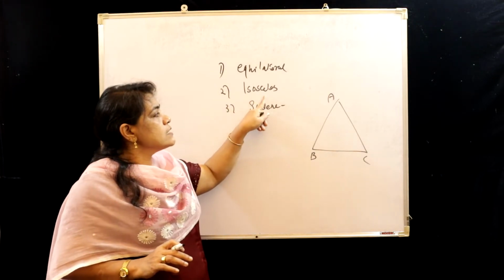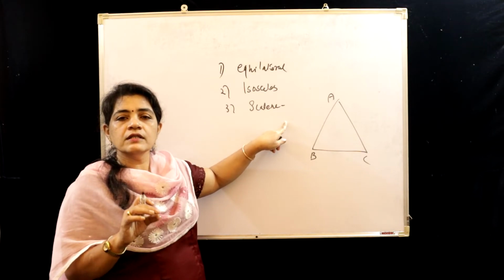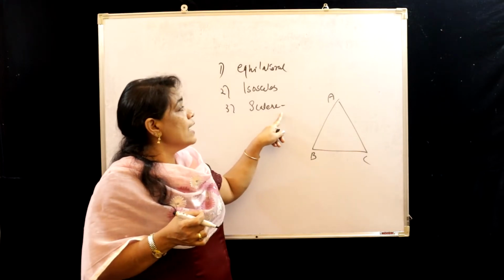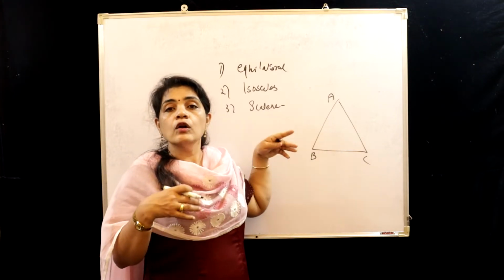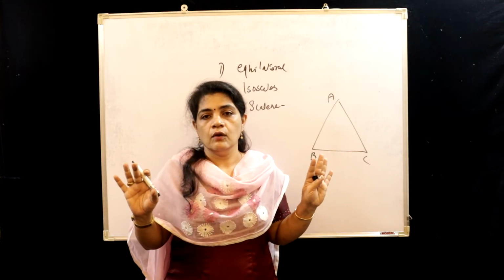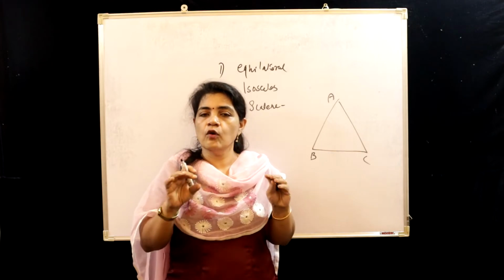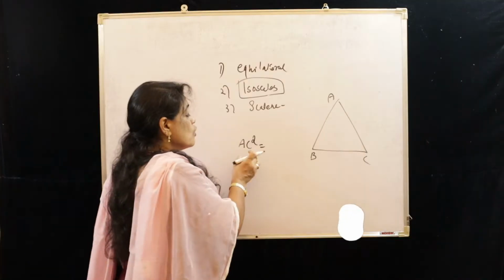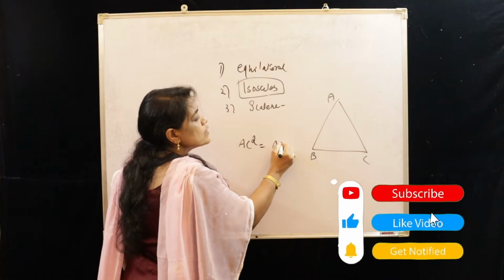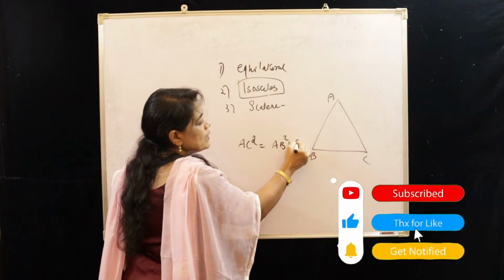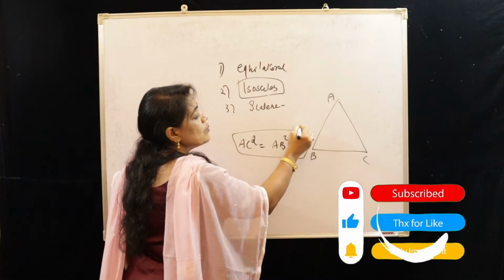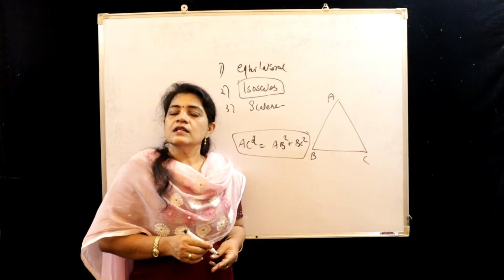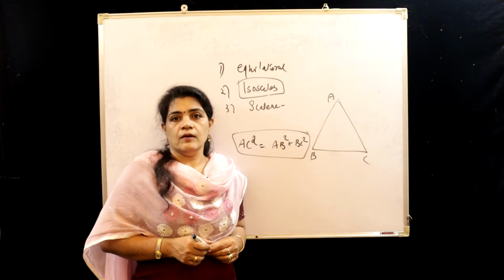If two sides are equal, it will form an isosceles triangle. Scalene triangle means all the three sides are unequal. If all the three sides are unequal, those points will form a scalene triangle. If the square of one side is equal to the sum of the squares of the other two sides, BC square, in that case those three points will form a right triangle exactly. So these are the main applications of the distance formula.